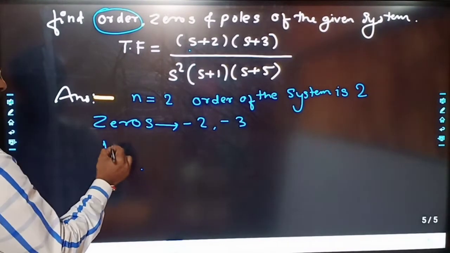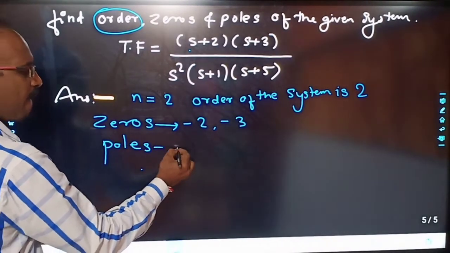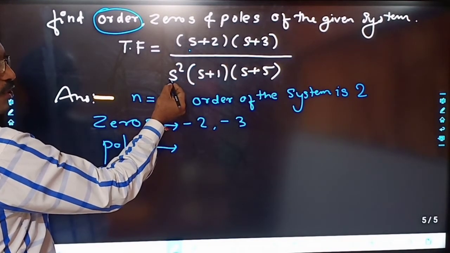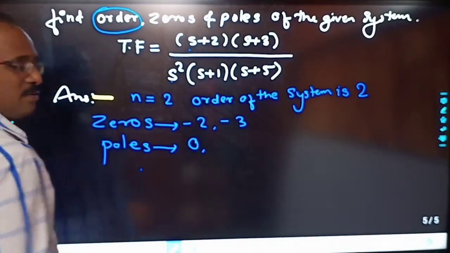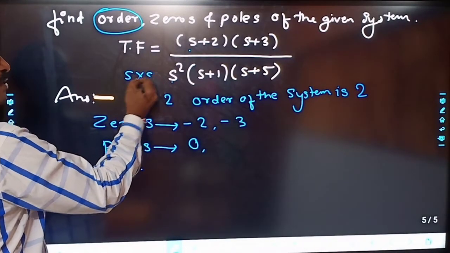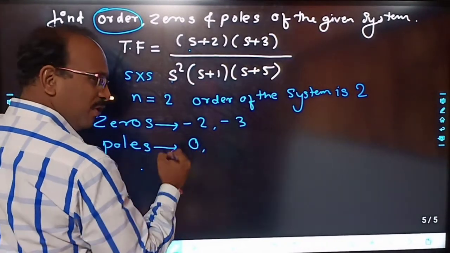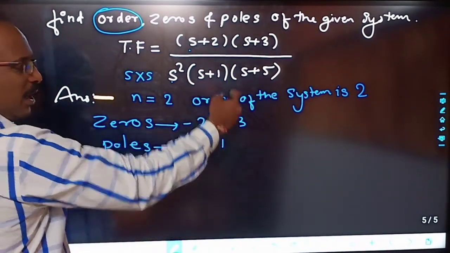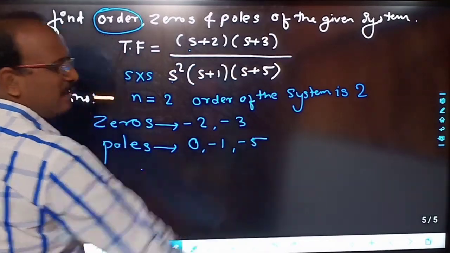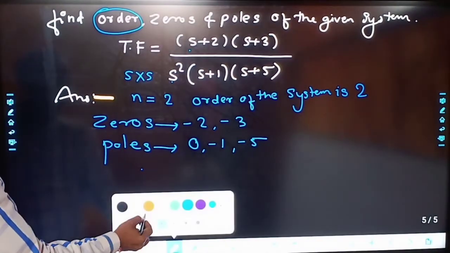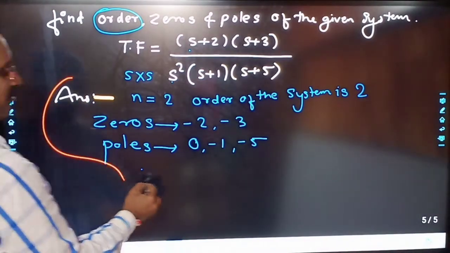What are the poles of the system? Here S equal to 0 if I substitute. There is S into S, that is S square, so there are two poles at 0. Then S equal to minus 1, and S equal to minus 5. This is the solution. This is your answer.